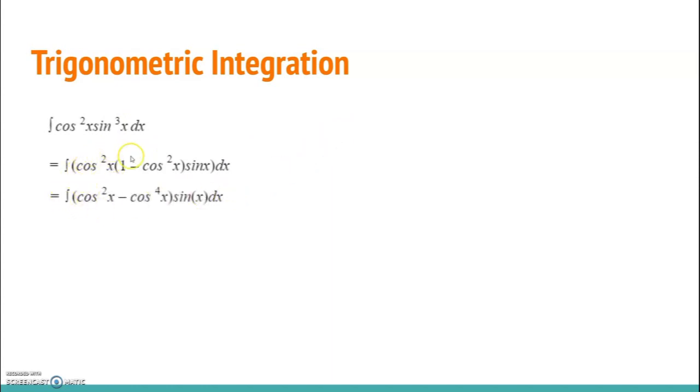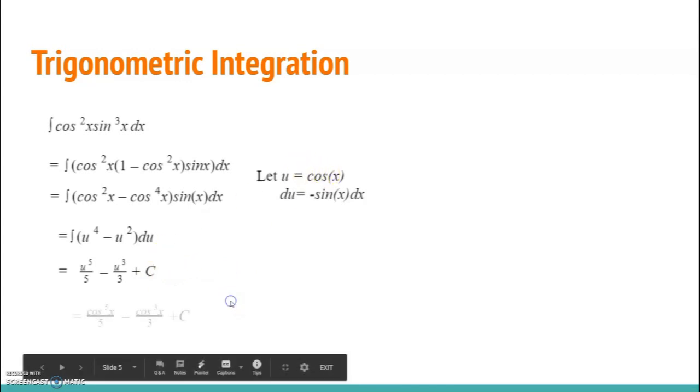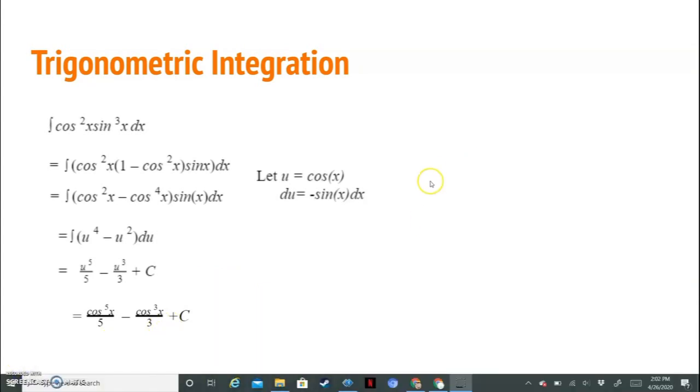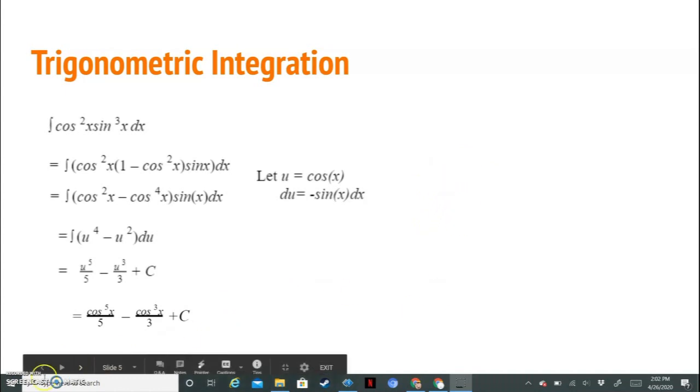And then we distribute the cosine squared x, and then we do a u sub to let u equal cosine x and du equal negative sine x dx, which allows us to get rid of this sine x right here, and then we get u to the 4th minus u squared du, which is u to the 5th over 5 minus u cubed over 3 plus c. Then we change the u back to the cosine x to get cosine to the 5th x over 5 minus cosine cubed x over 3 plus c. The most important thing with trigonometric integration is just remembering your trig identities.